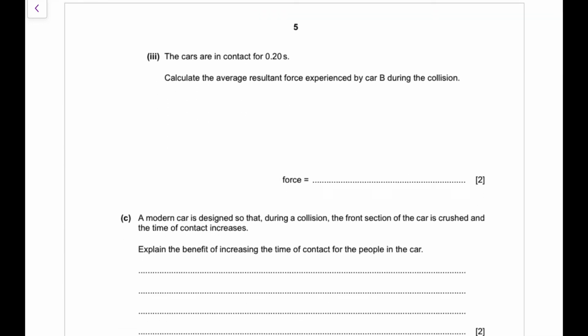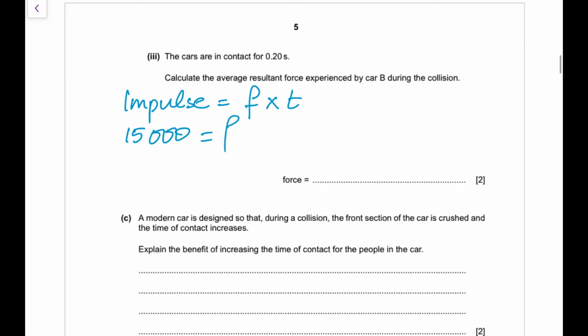The cars are in contact for 0.2 seconds, and calculate the average resultant force experienced by car B during the collision. Again, we know that the formula of impulse is resultant force on a body multiplied by the time of collision. Since we now know the value of impulse, which is 15,000, we can find the resultant force because we also have the time over here. And so force is equal to 15,000 divided by 0.2, and this is equal to 75,000 newtons.